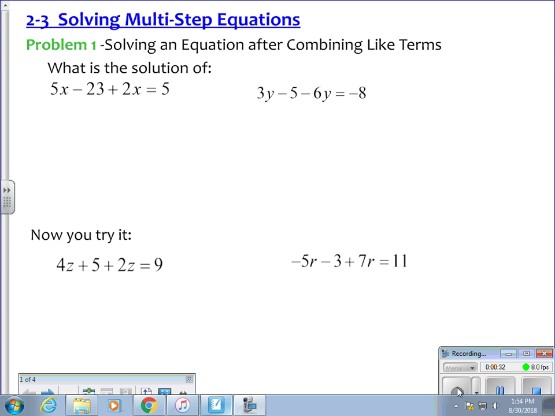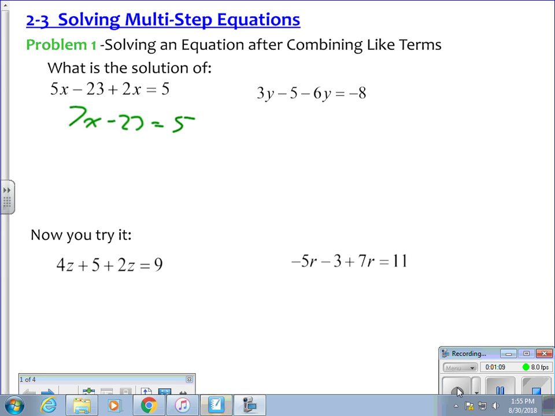Multi-step problems will require more than one step. First ones are fairly simple. Your first step is actually simplifying before solving. So for example, in this first problem, combine like terms. I have 5x, I have 2x. That means I have 7x minus 23 is equal to 5.